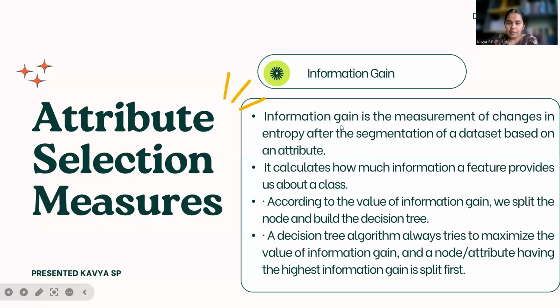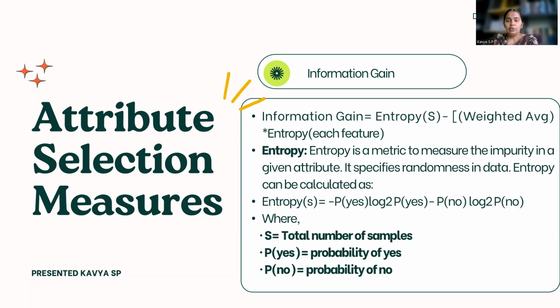Talking about the attribute selection measure information gain, it is nothing but the measurement of changes in entropy after the segmentation of a dataset based on an attribute. It calculates how much information a feature provides about a certain class. According to the value of information gain, we split the node and build the decision tree. A decision tree algorithm always tries to maximize the value of information gain, and a node or attribute having the highest information gain is split first. To evaluate information gain, here is the formula: entropy of S minus the weighted average of entropy of each feature.